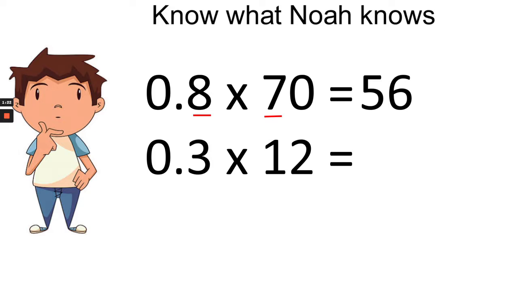Let's have a look at the second example. I've got 0.3 and I'm going to multiply it by 12. I'm going to use the related fact of 3 times 12 is 36. But I've got 0.3, 10 times smaller than the 3 I used. 3.6 is your answer. Great job on that one, Year 6.